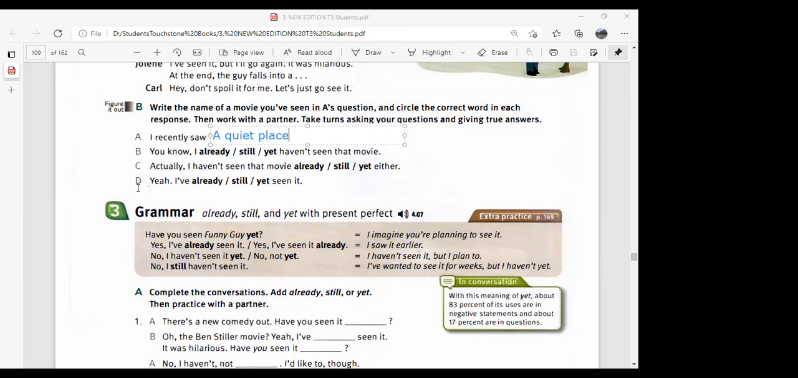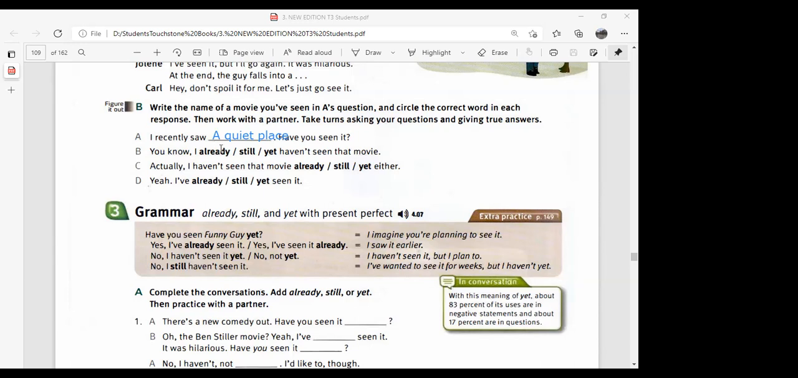I am C. Yes. Lucia, Judith, Gloria, C, and Felix, D. You can start, Lucia. I recently saw A Quiet Place. Have you seen it? You know, I still haven't seen that movie. Actually, I haven't seen that movie yet either. Yeah, I've already seen it.